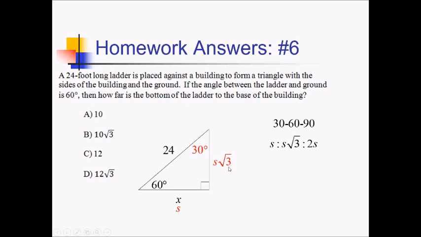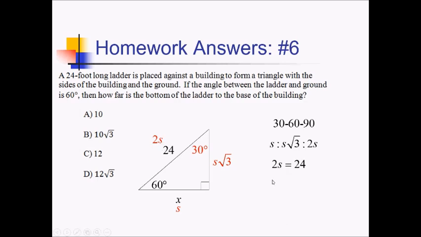s radical 3 is across from 60. That's over here, and that doesn't really correspond to much in this problem other than the height above the ground of the ladder, but they're not asking about that. 2s, the hypotenuse, goes over here. That's always across from 90 degrees. And now they told us the hypotenuse was 24. So that means that 2s equals 24.